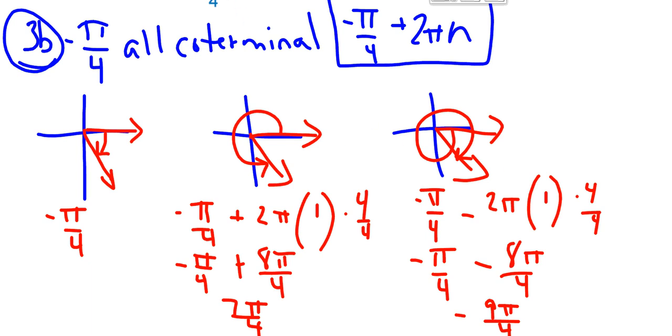Also notice if I had wanted to give this angle as a positive angle, the first positive angle would be this one. So this could also have been written as 7 pi over 4 plus 2 pi n. And notice I had written minus 2 pi times 1. I could have written that as plus 2 pi times negative 1 and gotten the same result. But just something to keep in mind as we look at a problem like that.